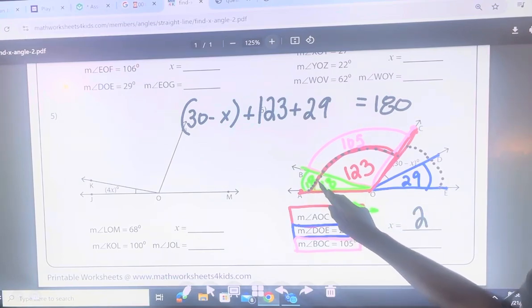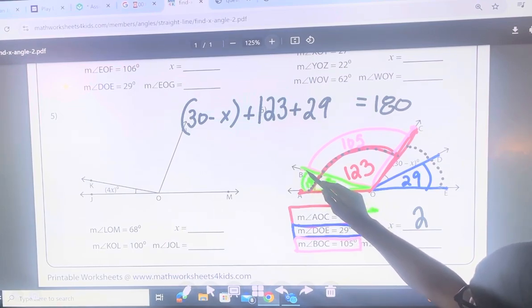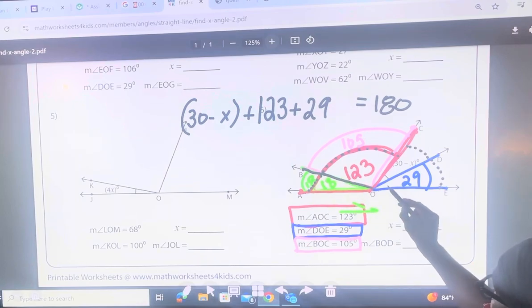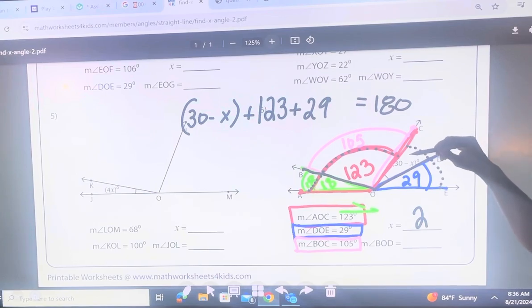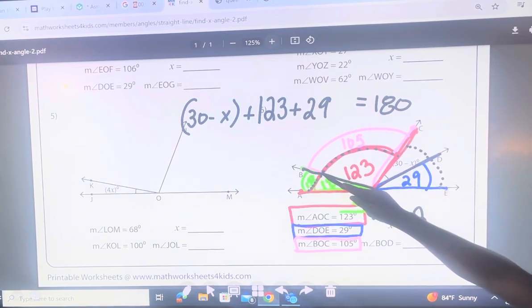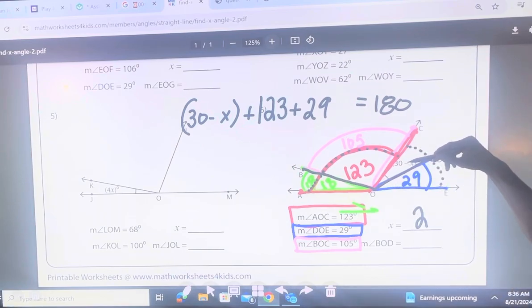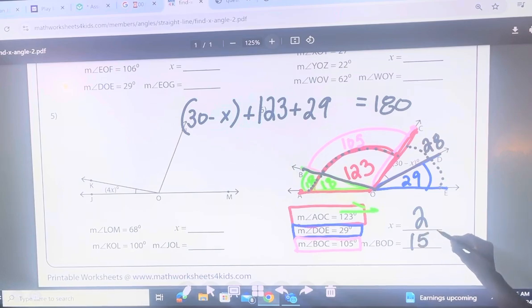So they wanted BOD, right? They just wanted BOD. So from B to C is 123. You're supposed to add the 2 in here for x. What does this become if I go 30 minus 2? 28. So what is 123 plus 28? 151. 151. Leaving your last part, the 29, and that's how you'll get your 180.